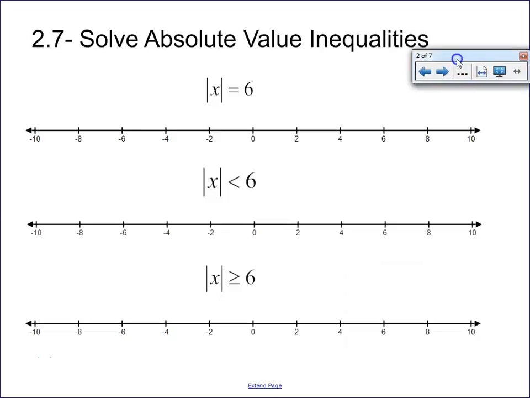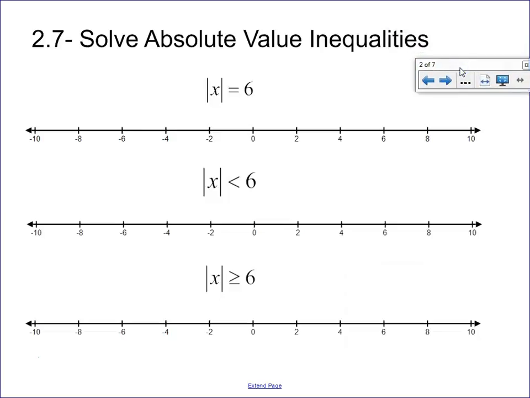All right, so absolute value. We learned earlier in the unit that when we take the absolute value of 6, that means we have two points that are 6 units away from 0. So that brings us to 6 or negative 6.